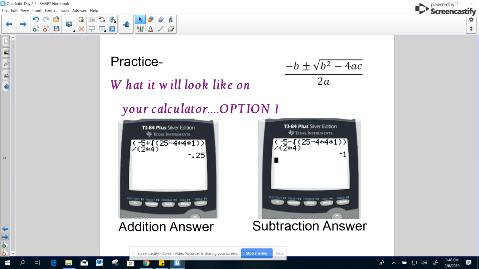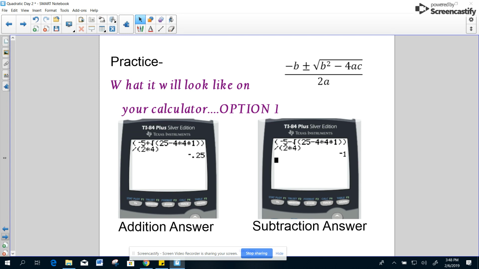When putting your values into your calculator, you are going to notice that we must use parentheses to ensure that we are doing the numerator of our equation first. I do a parenthesis, -5 plus the square root. If when I press my square root button on my calculator, I get square root parenthesis, this option is for you. I continue with putting 25 minus 4 times 4 times 1, and I must close both parentheses. Then I will divide by, in parentheses, 2 times 4. Upon hitting enter, I should get -0.25.